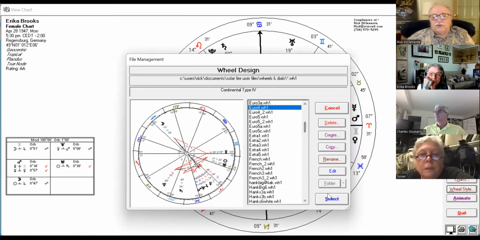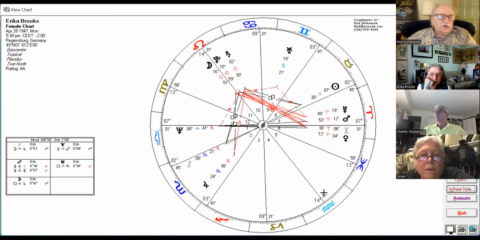Okay, here's Europe. Here's a European way. Now, in the European way, it's the same thing you just looked at. But see, you see the whole sign here.